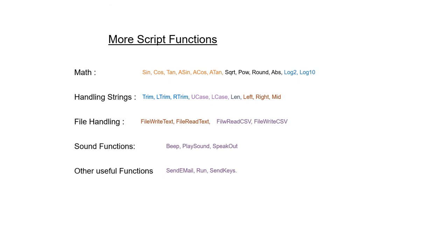With play sound function, you can play back sound files. With speak out script command, you can do text to speech. You can send emails from within Infilink. You can also launch other Windows applications from run mode and control them by sending keystrokes to them. We will check out some of the more complex functions in detail in subsequent videos.